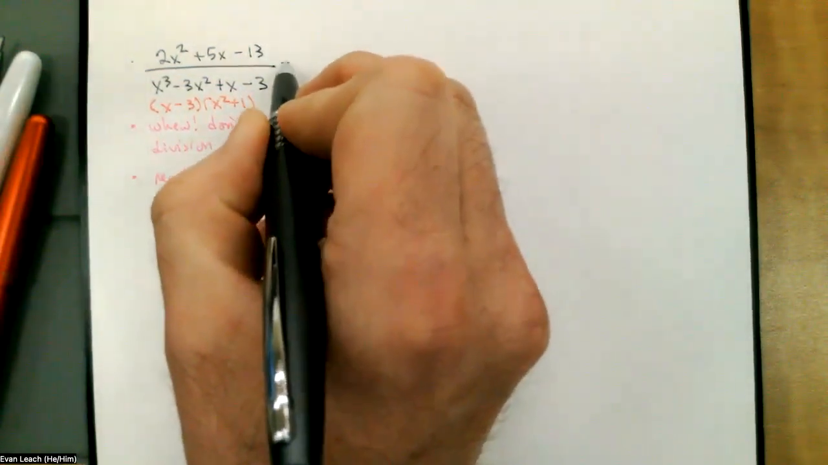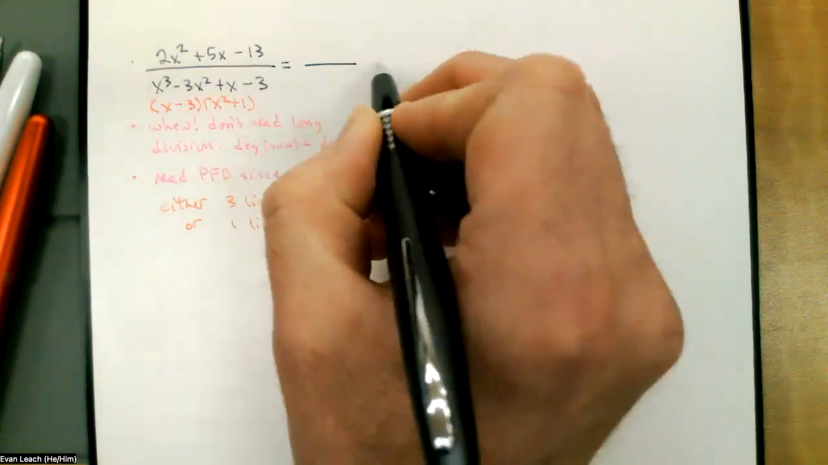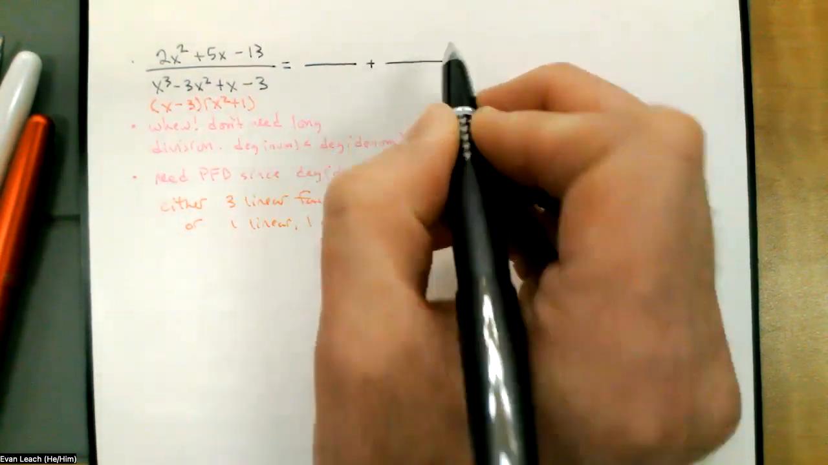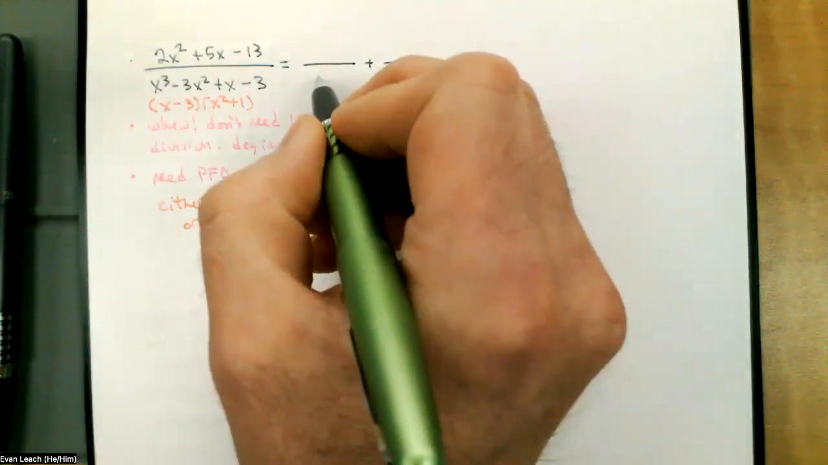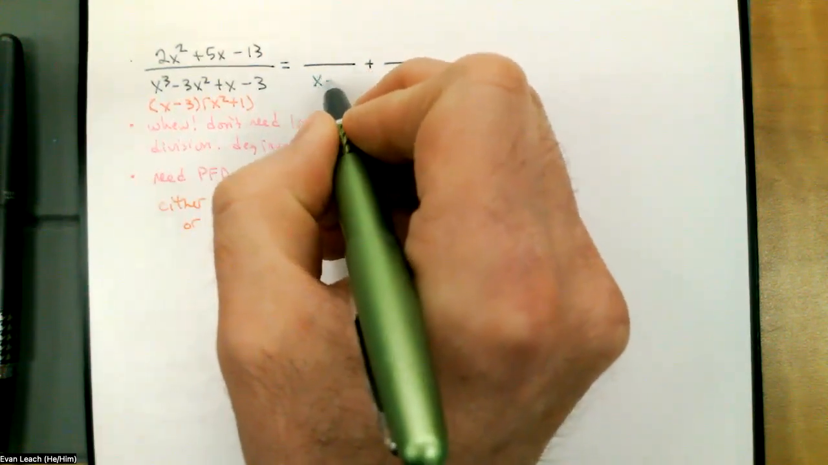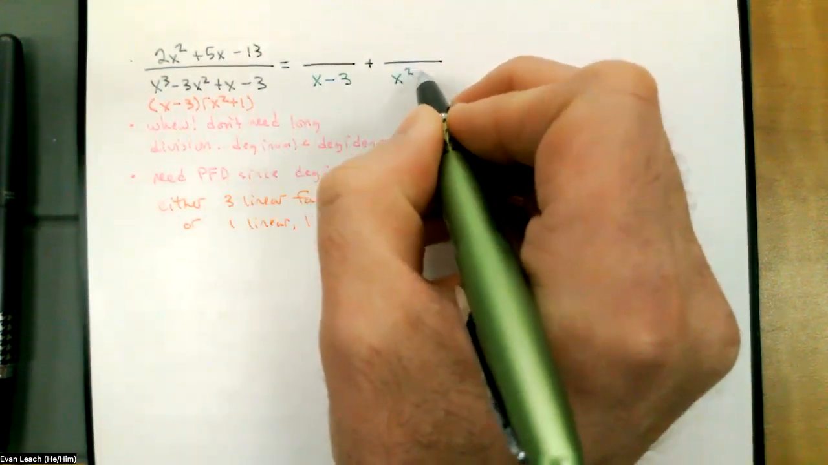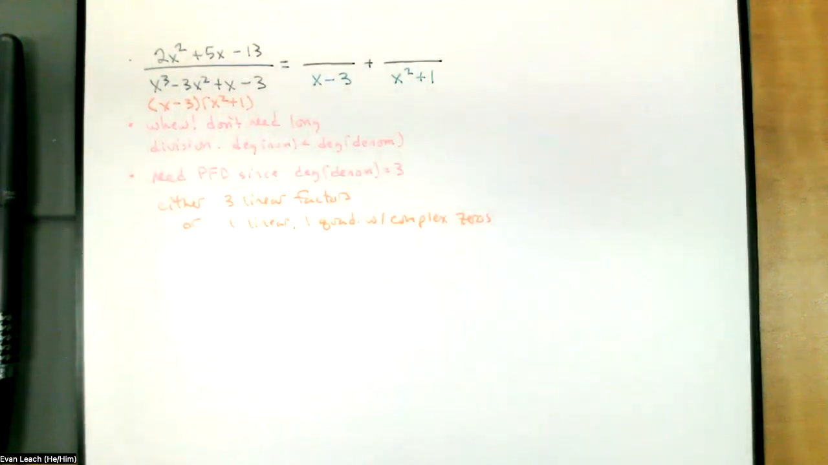Next, we're going to set up our fraction decomposition. Each factor of the denominator contributes a term to our decomposition. We see in this case, we ended up with a linear factor and a quadratic with complex zeros. We got the Optimus Prime of quadratics with complex zeros.